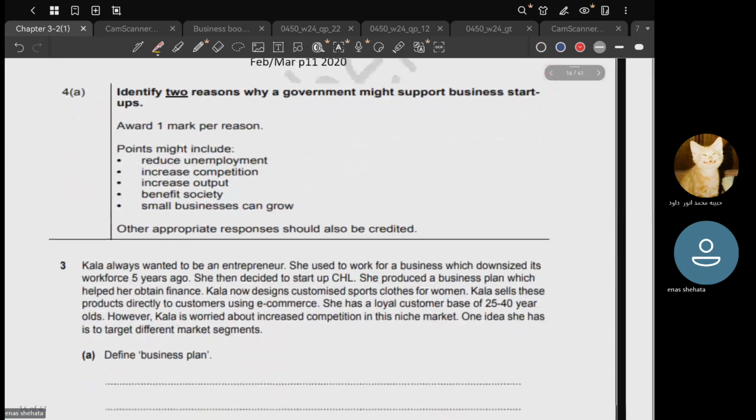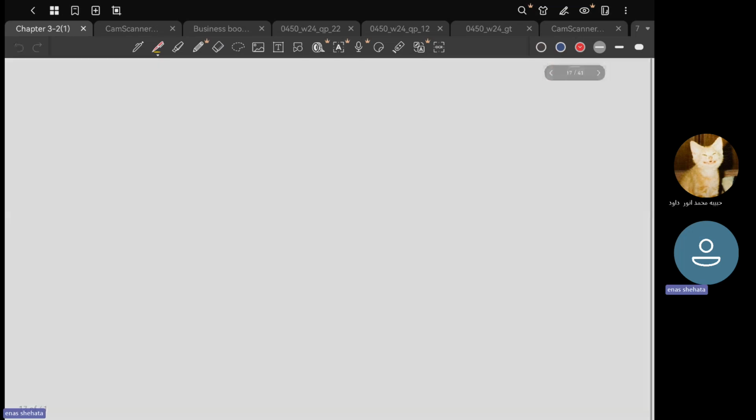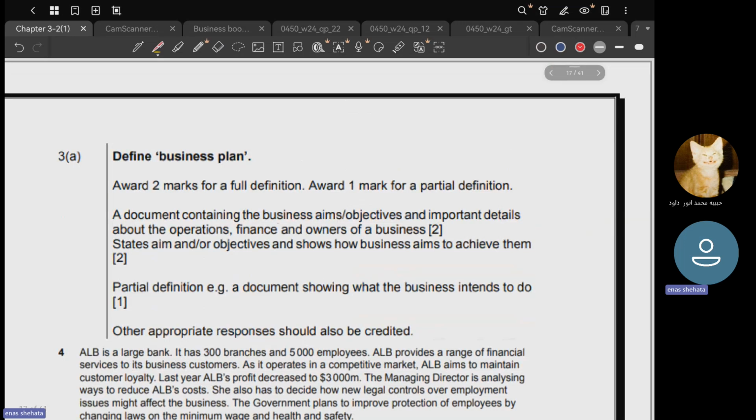طيب الكيس اللي بعد كده define business plan. برضو definition مش محتاجة أقرأ الكيس. ها, what's business plan? A document containing business aims or objectives and important details about operation, finance, and owner of the business. Now you will take the full mark.